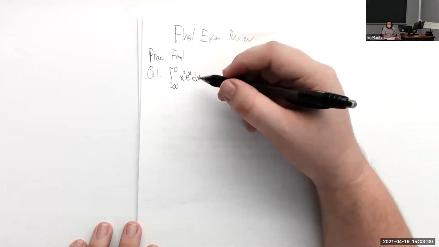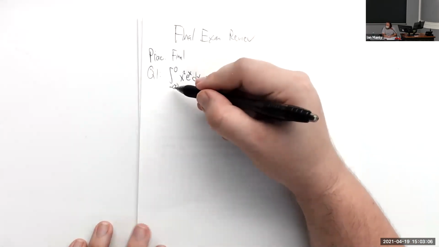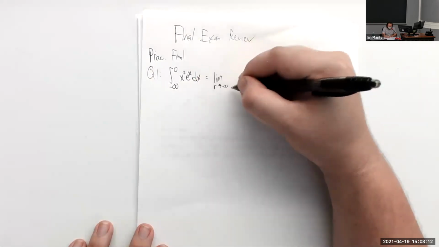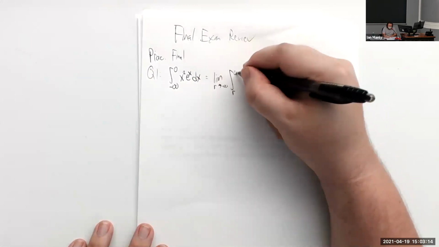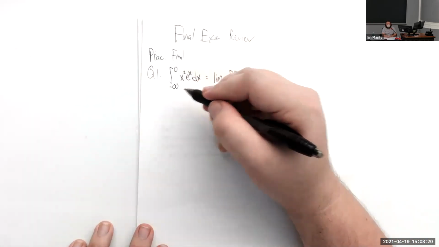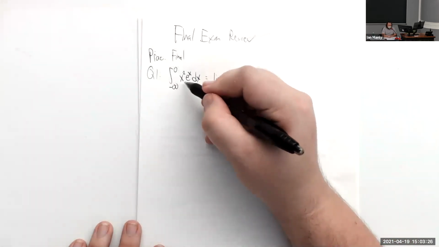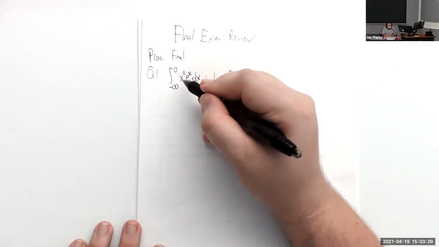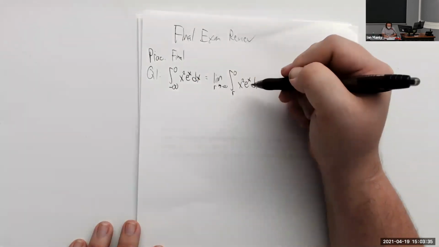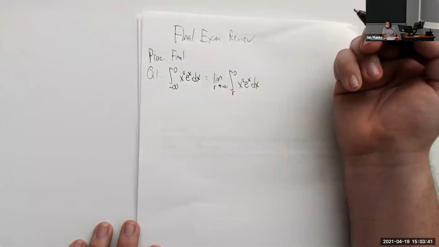Remember, this is an improper integral because it has a -infinity in here. So this is going to be the limit as r goes to -infinity of the integral from r to 0 of x squared e to the x dx. That's how we deal with integrals that have infinity on the bounds, or maybe an undefined number like dividing by 0. We just have the limit as we approach that number. Once we have that limit, we just do the integral normally and then worry about the limit at the end.